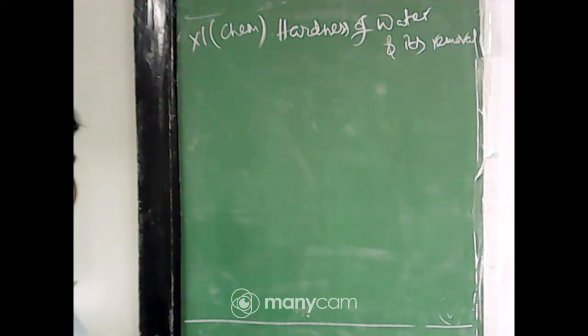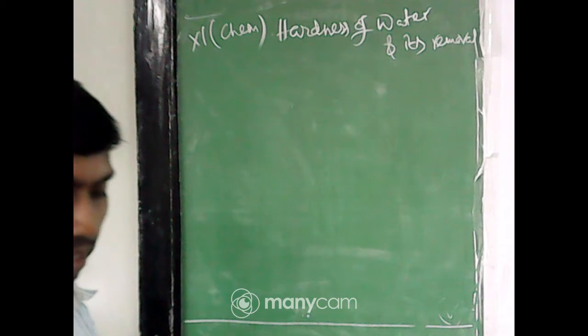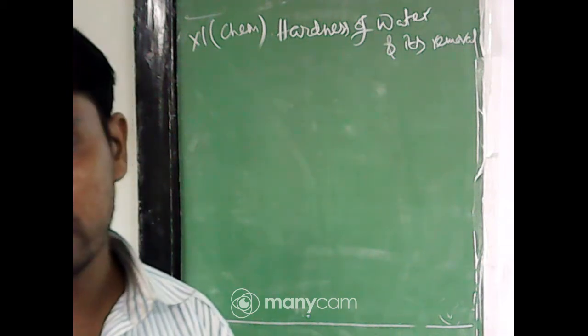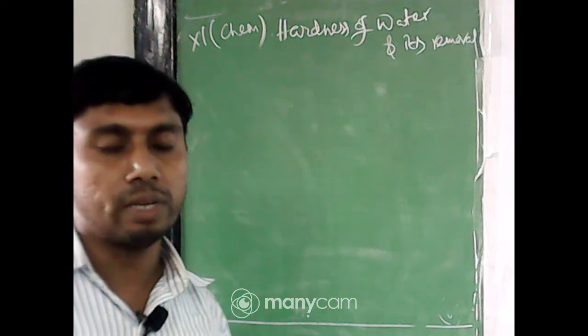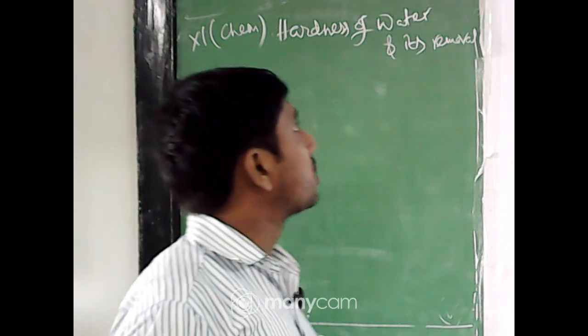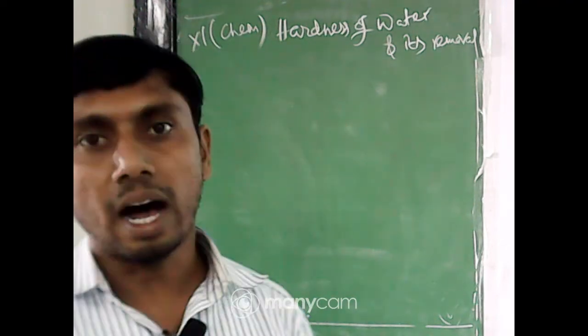Now, what are the cations and anions? Generally calcium and magnesium with their chlorides and sulfates. If these are present in a water sample, then it is called hard water.